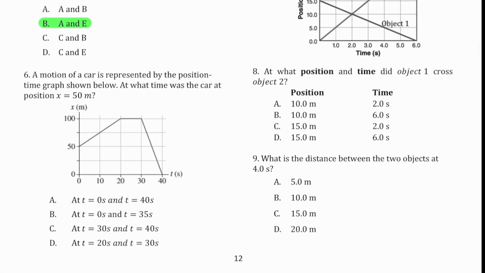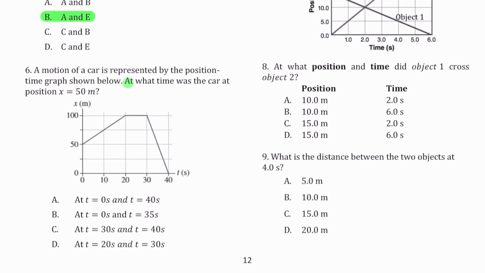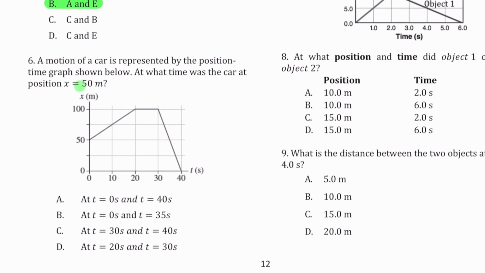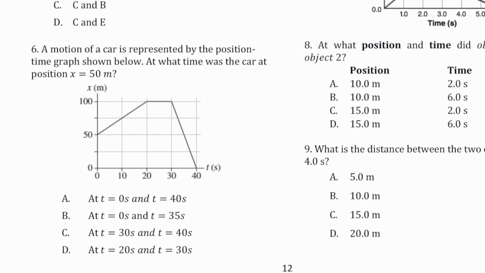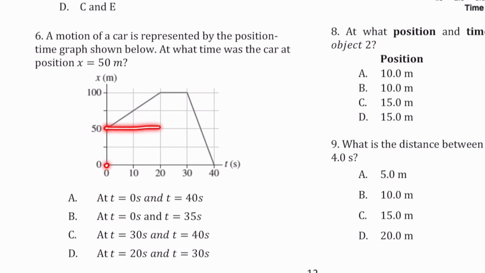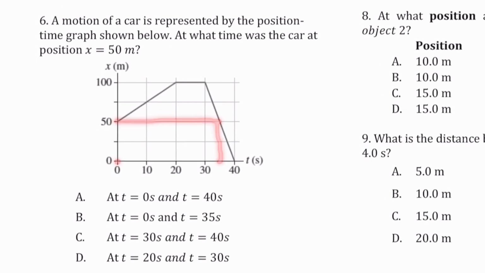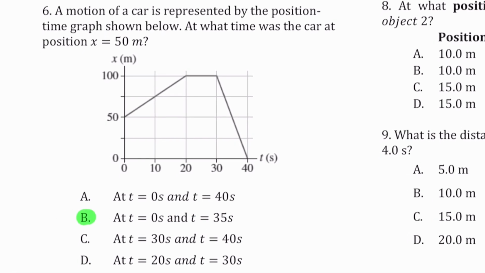6. The motion of a car is represented by the position-time graph shown below. At what time was the car at position x equals 50 meters? So here 50 meters, that means 0, and again 50 meters here, which is approximately 35. So 0 and 35, so B.